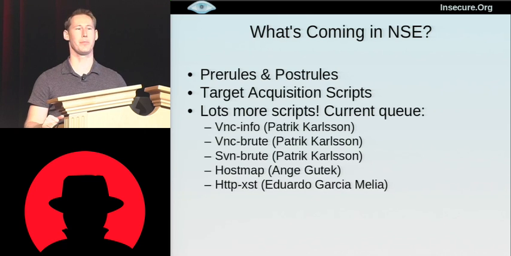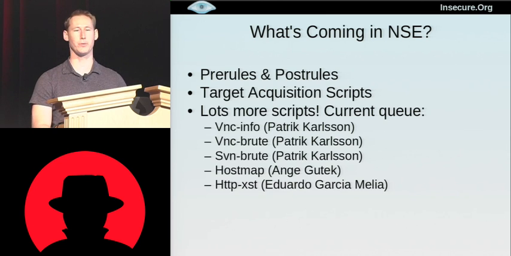Zone transfers might be another one. You could have a pre-rule script to which you give a domain; it finds the authoritative servers for that domain, tries them all for zone transfers, and then can either print the result, or you can tell it to just pass the results directly to Nmap for further scanning. We also have a lot of scripts in the queue.